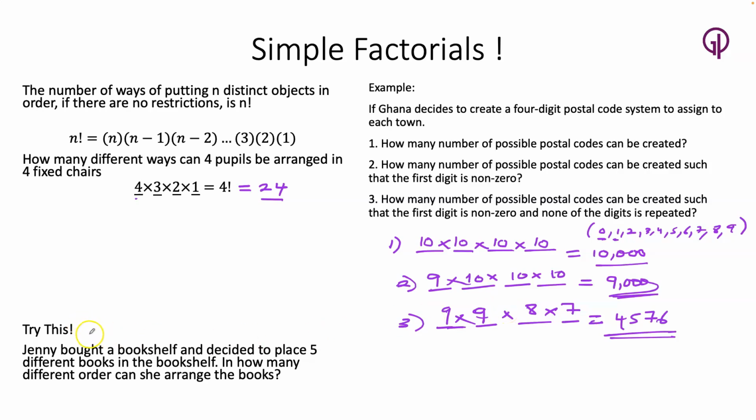Now try your hands on this example which says Jenny bought a bookshelf and decided to place 5 different books in the bookshelf. In how many different orders can she arrange the books?